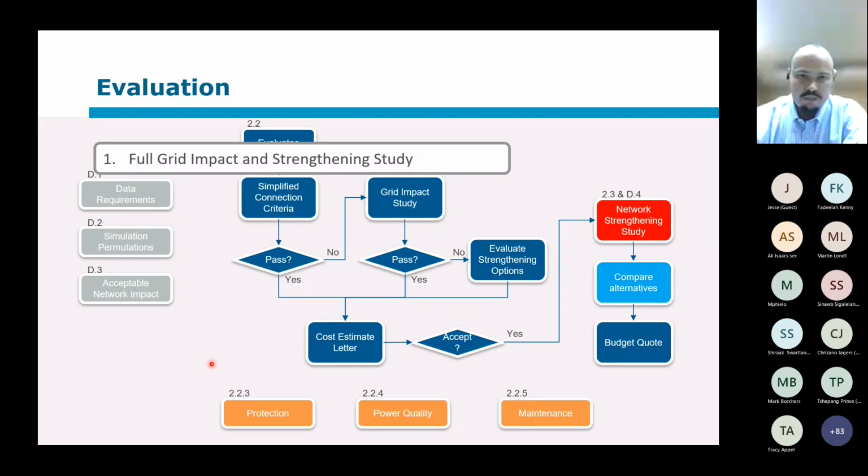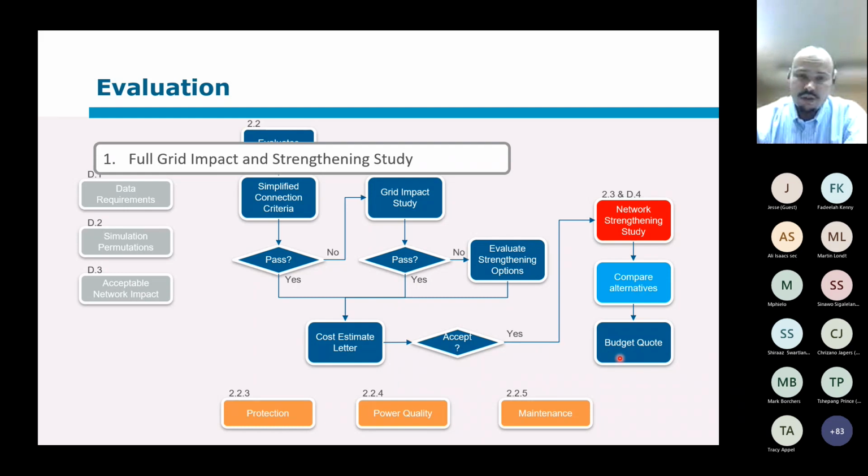Now, I just want to step back here. Let's assume that at this point you saw that there's actually not much required to be done to the network. They can connect. If that's your process, you will still issue the cost estimate letter. Customer will come back and pay that budget quotation fee so that he gets the next step. In that case, the difference between the cost estimate and the budget quote is probably not going to be very big, and there's not going to be any questions or issues.